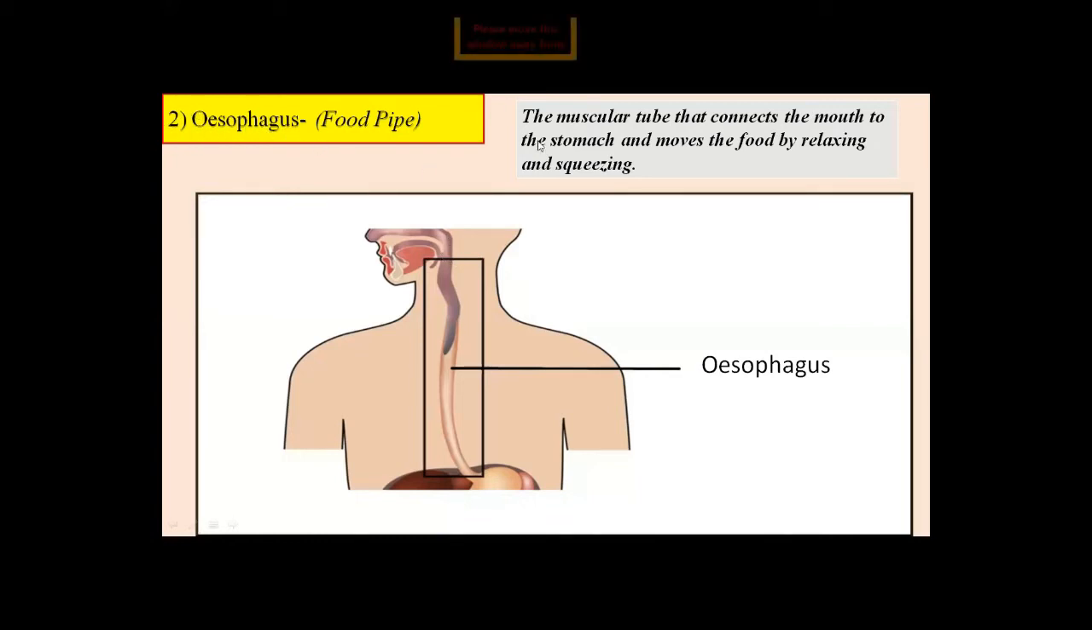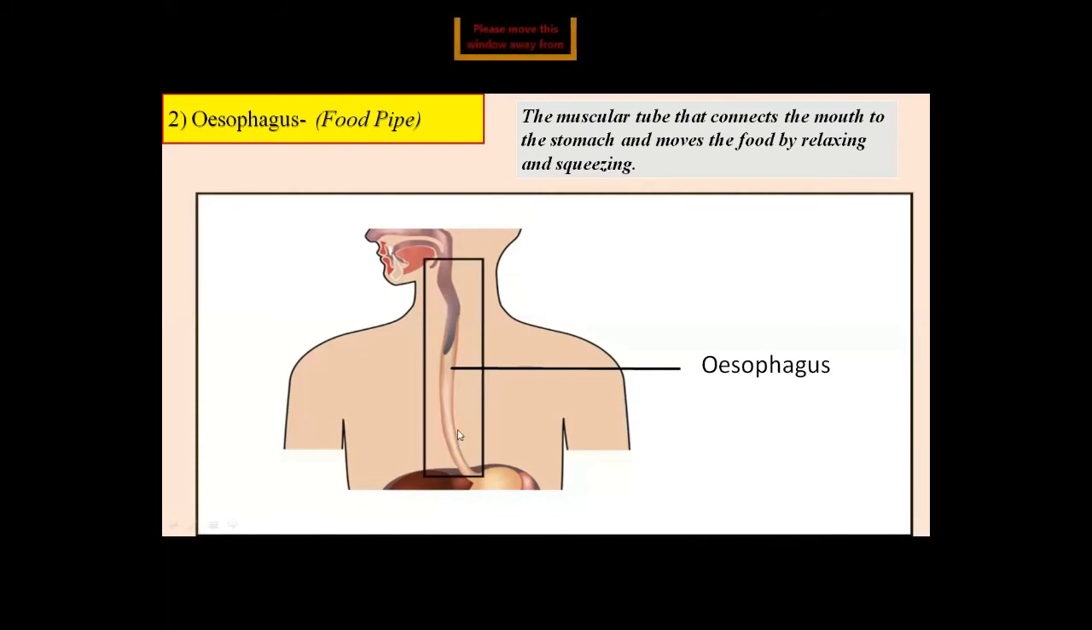What is the esophagus? The esophagus is the muscular tube that connects the mouth to the stomach. It is the tube that connects the mouth and the stomach and moves the food by relaxing and squeezing. Is it clear, my dear students? So the food pipe pushes the food down into the stomach.